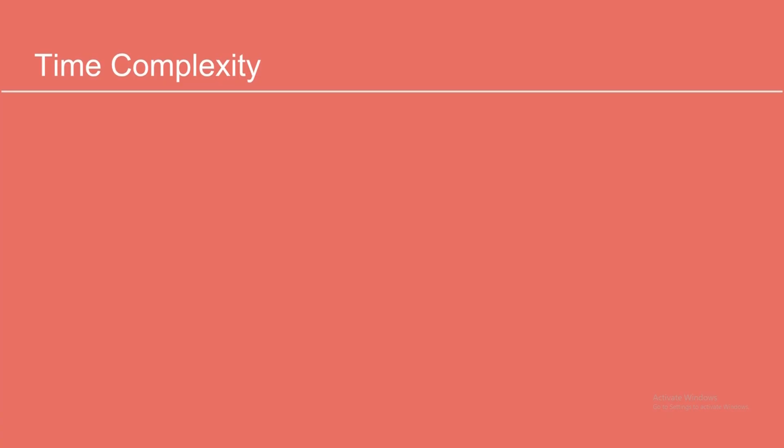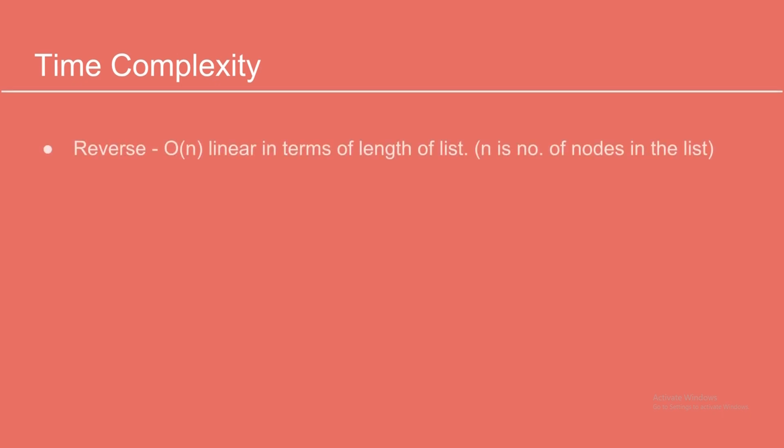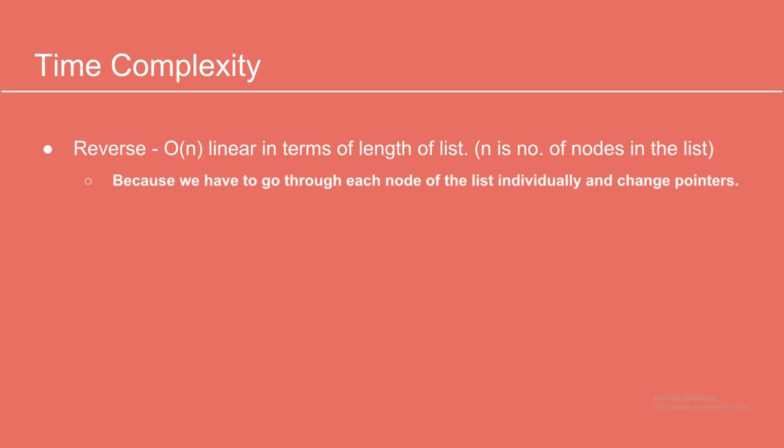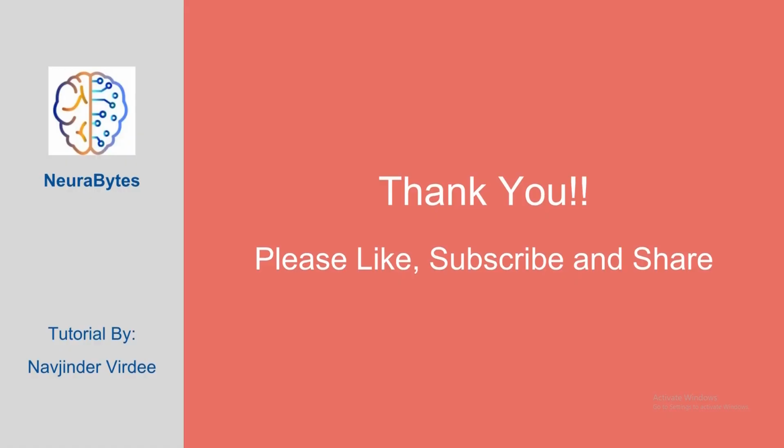Now let's go through the time complexity of the reverse function. The time complexity of reverse function is linear in terms of the length of the list, where n is the number of nodes in the list. This is because we have to go through each node of the list individually and change the pointers.